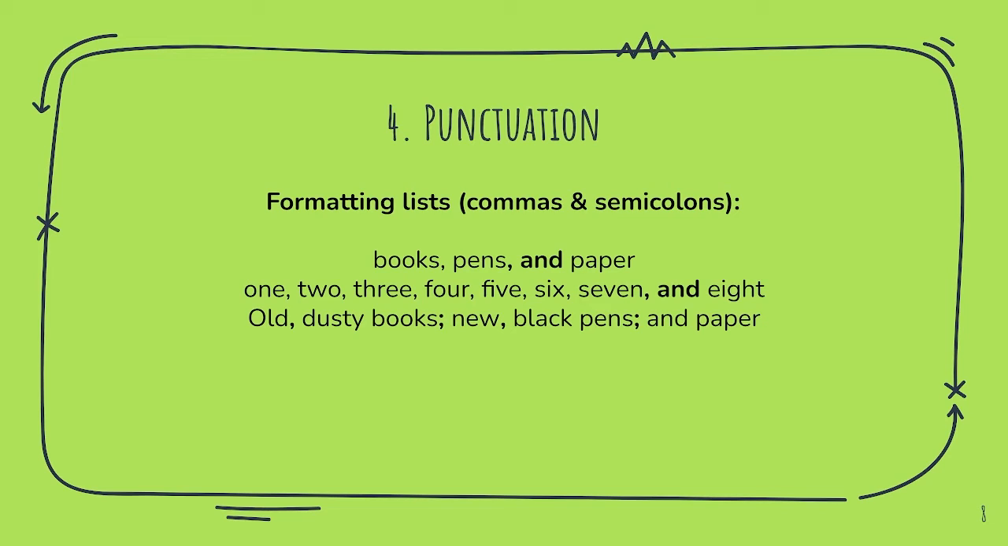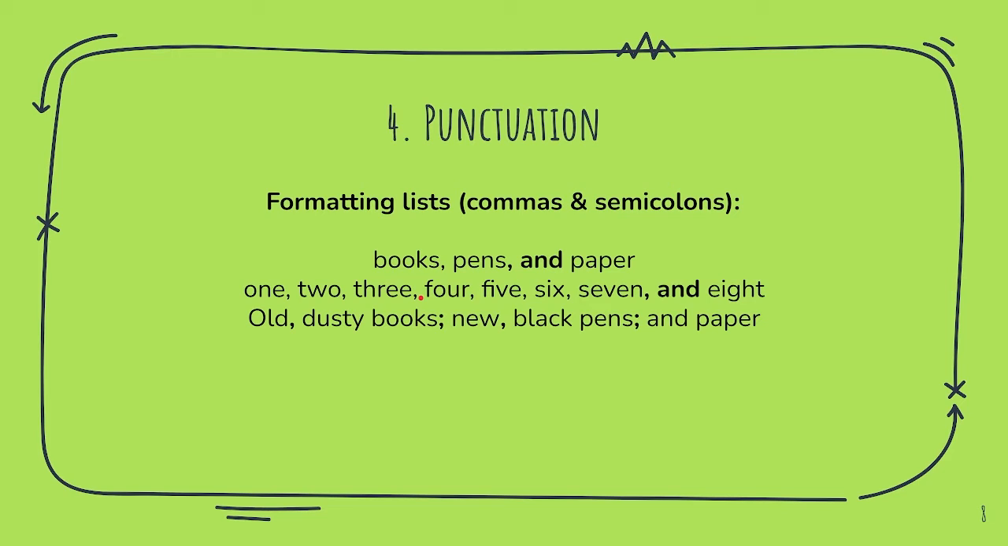For example, if you have a list of objects such as books, pens, paper, you can use a comma and the conjunction "and" to separate them. You can have as many objects or nouns as you want in a list. The comma and part always follows before the last object.